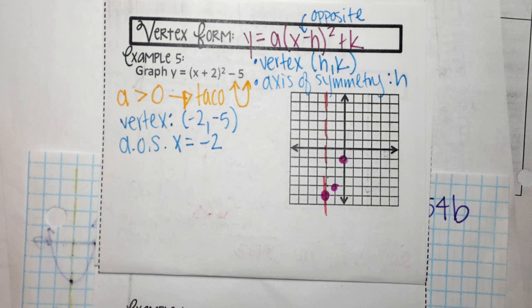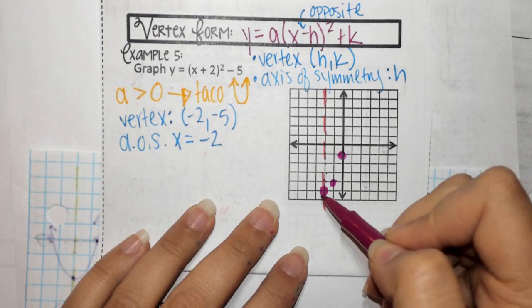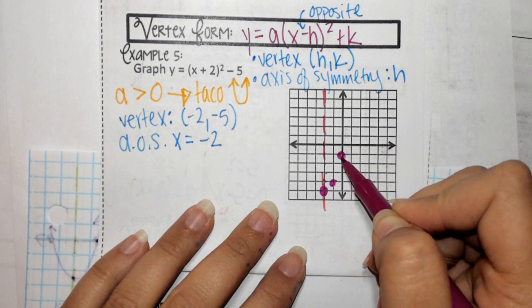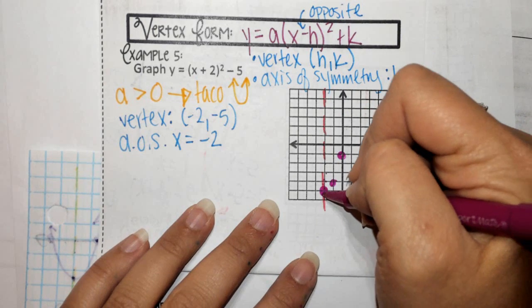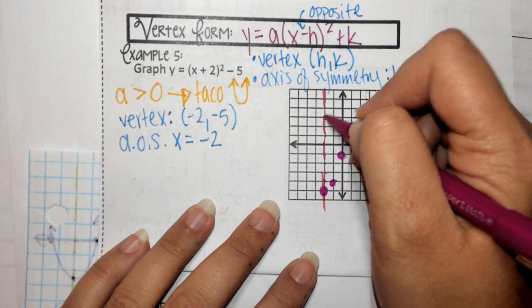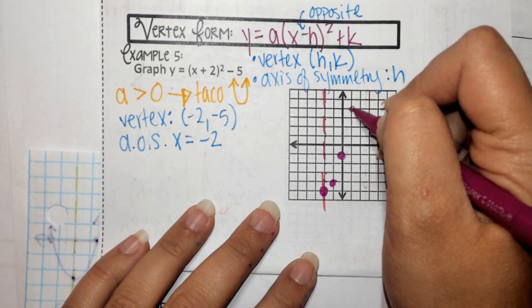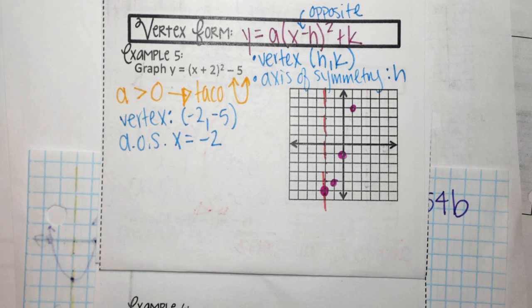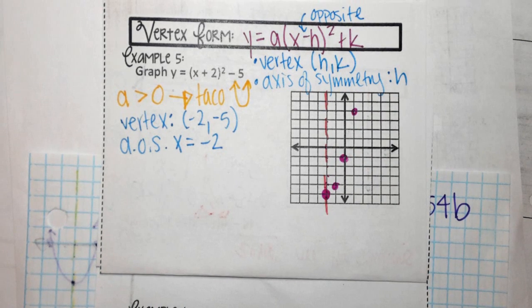Right one, up one. Then up 4, right 2. And then up 9, right 3. Now, do we need the other side? We do, because it's a parabola, right? So up 9, right 3.